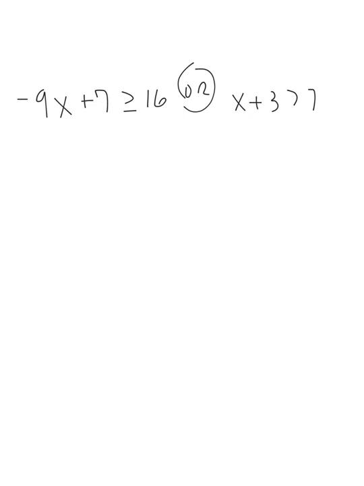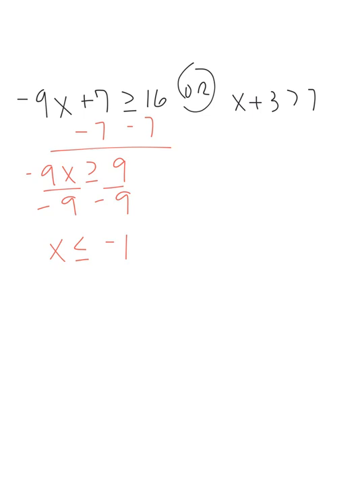Here's another problem. Negative 9x plus 7 is greater than or equal to 16, or x plus 3 is greater than 7. So go ahead and subtract 7. Negative 9x is greater than or equal to 9. Divide by negative 9. Remember to flip that sign. x is less than or equal to negative 1. Subtract 3. x is greater than 4.